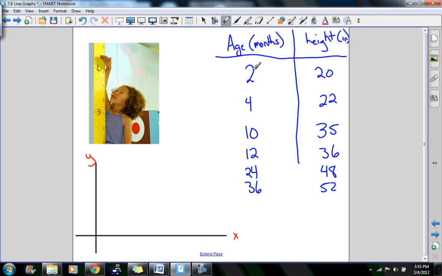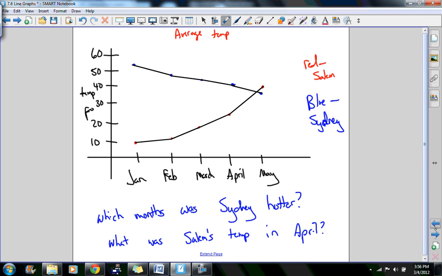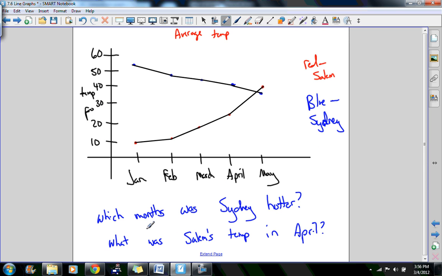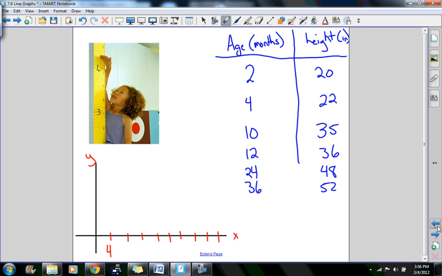Now, this goes up from 2 to 36, so I need to go up by a certain number so that I don't have to label every one. So I'm going to go by 4s. 4, 8, 12, 16, 20, 24, 28, 32, and 36. That's very lucky. Now over here, this is time.